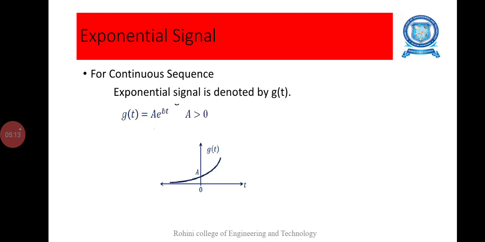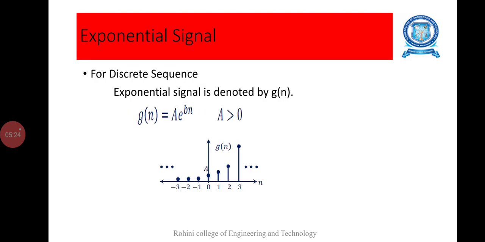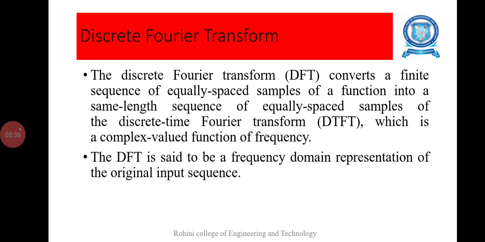In the case of continuous signals, the exponential signal is denoted by g of t, that is g of t equal to a e power bt, where a is greater than or equal to 0. This is the waveform showing the continuous time signal. In the discrete time case, the exponential signal is denoted by g of n equal to a e power b n, where a is greater than or equal to 0. This is the representation of the discrete exponential signals.